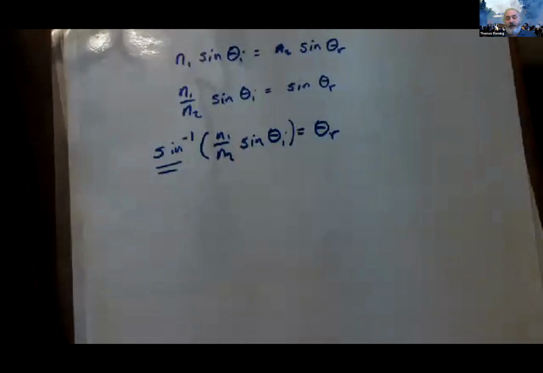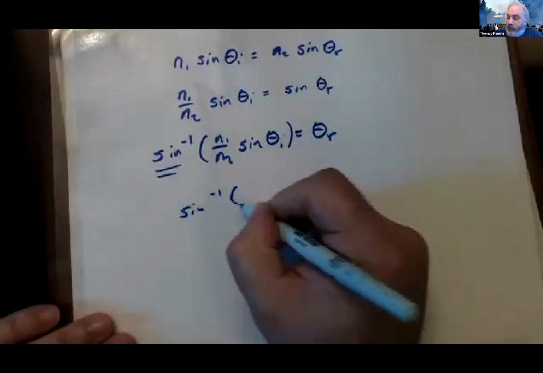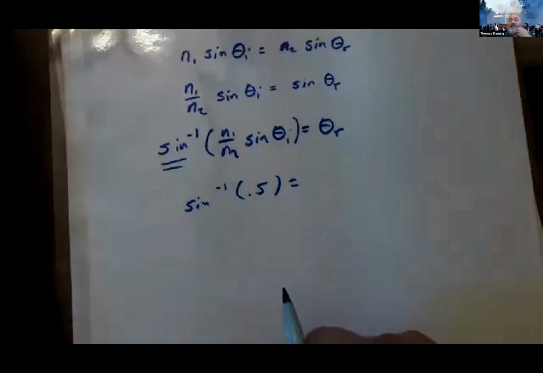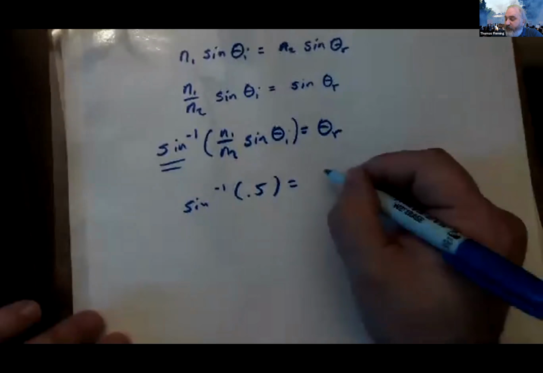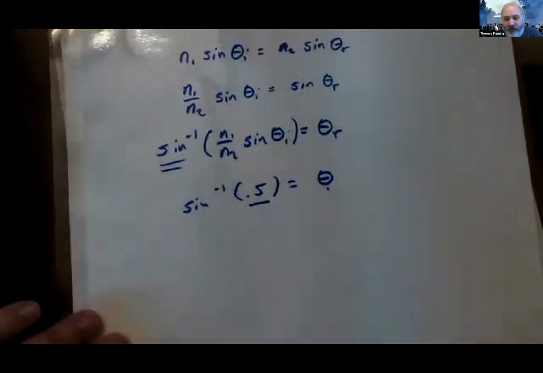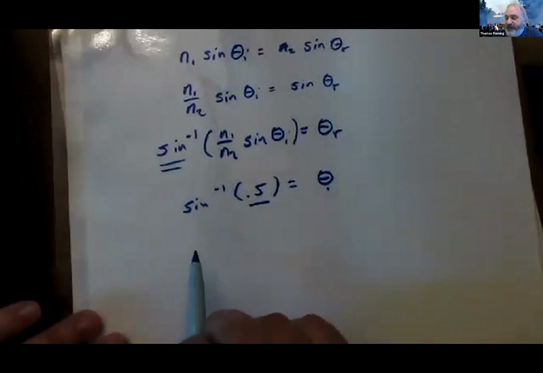So like if I put in my calculator sine inverse of 0.5, right? What I'm asking my calculator is, hey, calculator, if this is theta, what angle can I take the sine of and get this number, right? That's what the sine inverse means: what could I take the sine of and get this ratio?